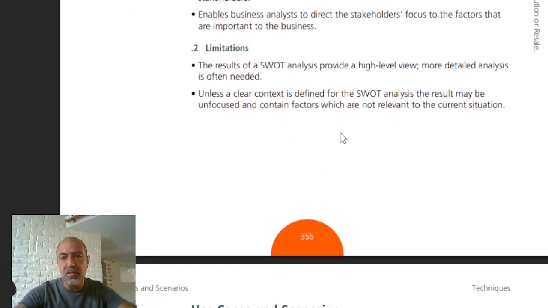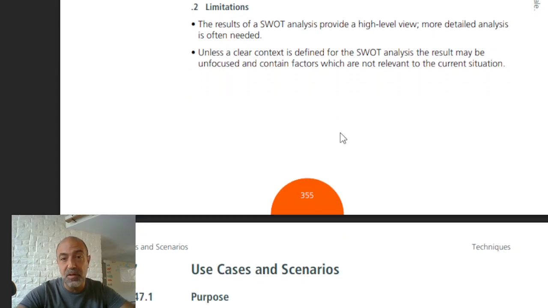And unless a clear context is defined for SWOT analysis, the result may be unfocused and contain factors which are not relevant to the current situation. So just like everything, you have to say why we're doing it, how we're going to do it, and what the plan is, and then see how you deviate. Really, business analysis is always about the deviation scope.